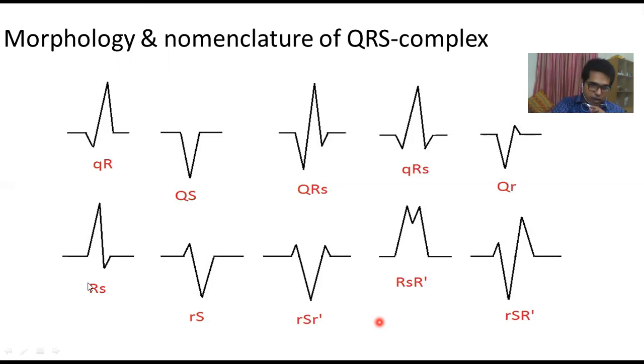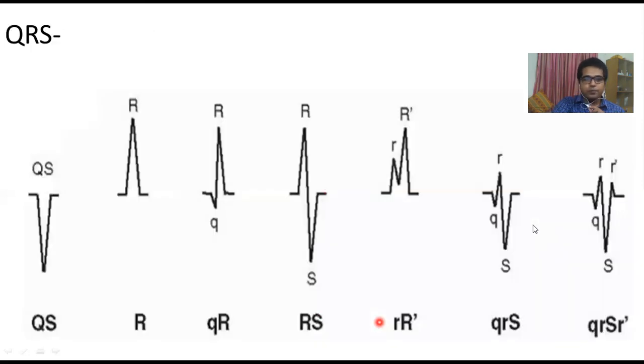Similarly, this is the RS pattern, a small r and a capital S. Initially there is a small upward deflection, a small r, then a big negative deflection, capital S. And then again a second positive deflection in the QRS, called R prime, and as the deflection is small, it is a small r prime. Similarly, this is the rSr prime pattern. I think you understand. So these are the different patterns.